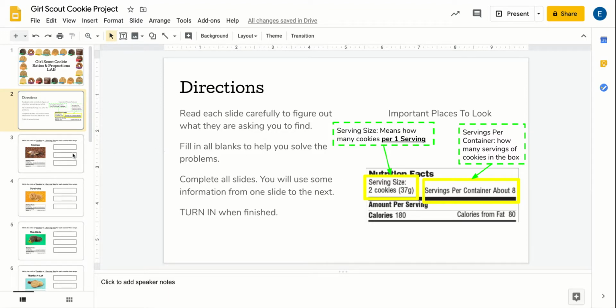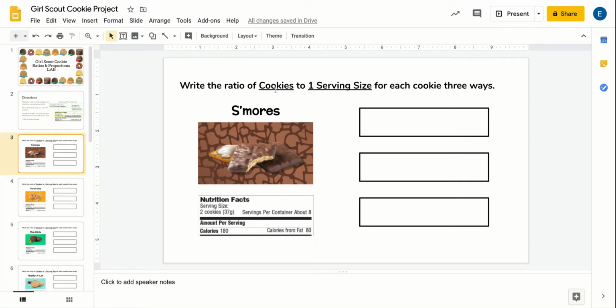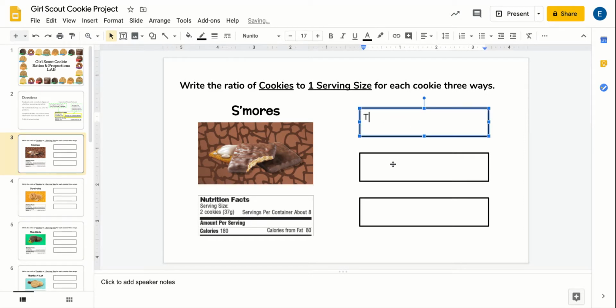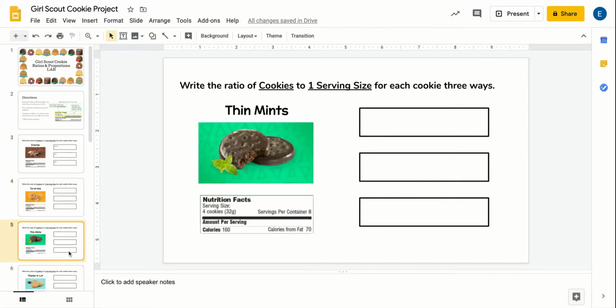All right, you're going to write the ratio of cookies to 1 serving size for each cookie 3 ways. So we're going to look here at the serving size. Well, it's 2 cookies per 1 serving. And remember, you can write that 3 ways. So you can use the word to: 2 to 1. I can use a colon, 2 colon 1. Or I can use a fraction, but here we're going to use a slash. So 2/1 could also stand for the fraction. Okay, so those are your ratios of cookies to serving size. Keep that in mind as you go through the other types of cookies.